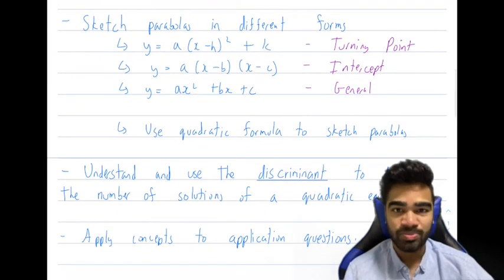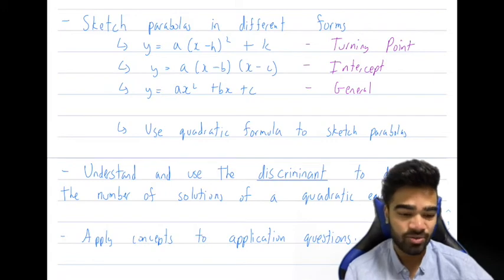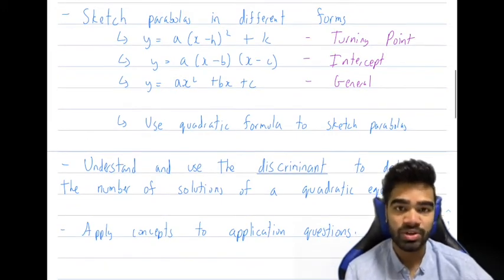And I'll introduce you to all of those. And we should be able to sketch parabolas in any form. There's 3 different forms you can see: turning point, intercept, and general. You should be able to sketch any of them. And of course, use quadratic form to sketch.